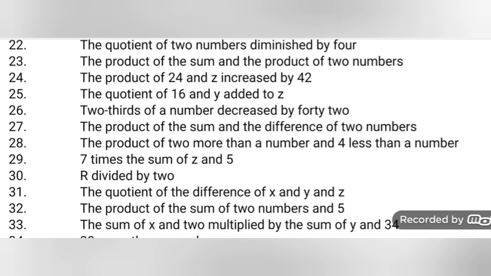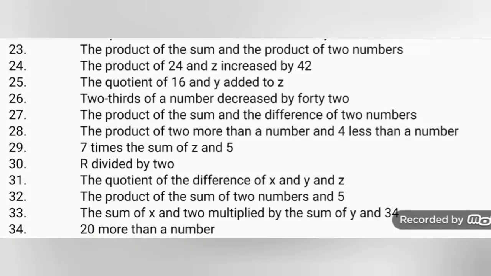29, 7 times the sum of z and 5. So 7 times z plus 5. 7, open parenthesis, and then z plus 5, close parenthesis. Ganon yung sagot dyan. R divided by 2 is r over 2.